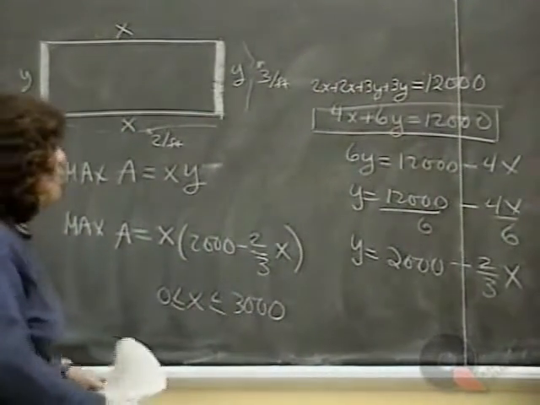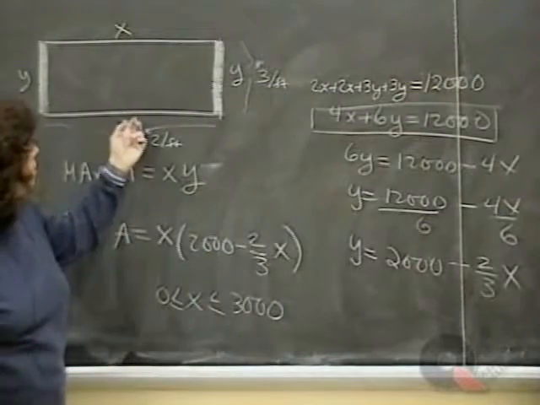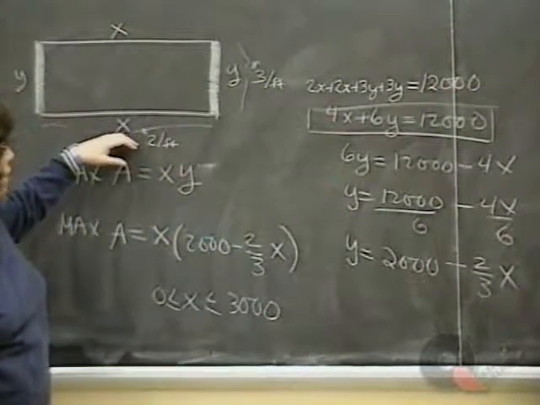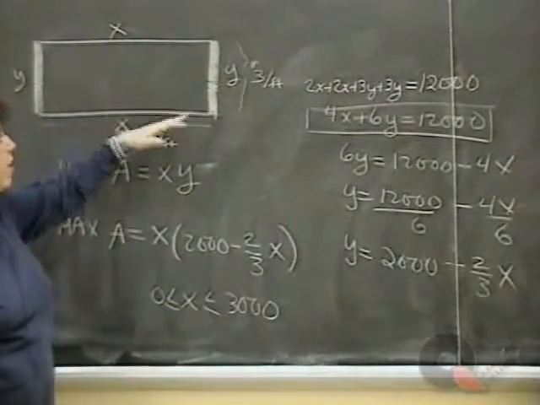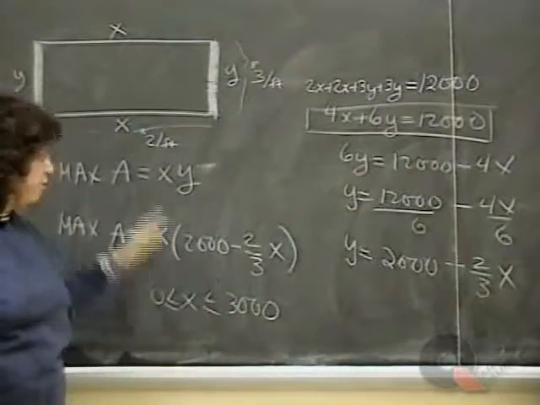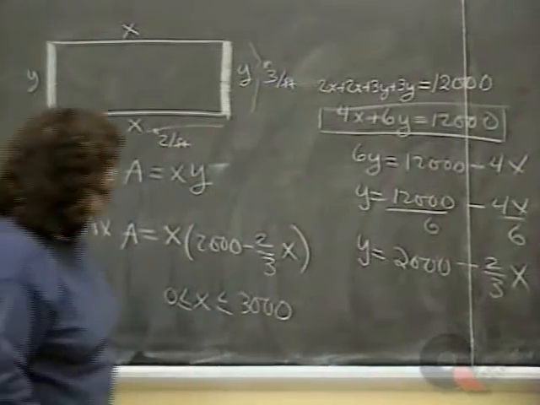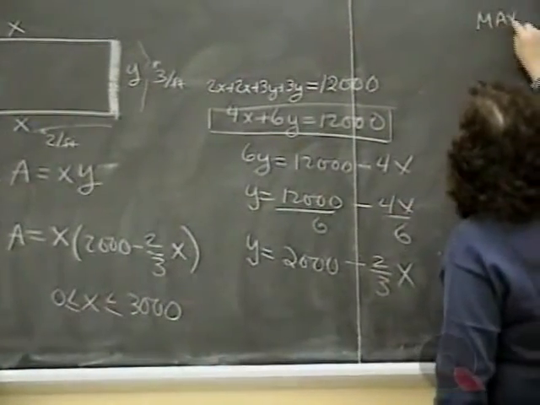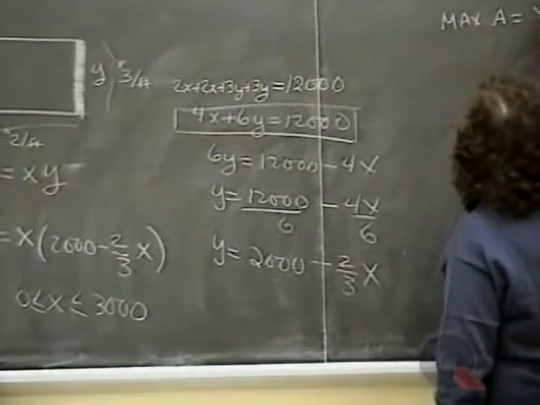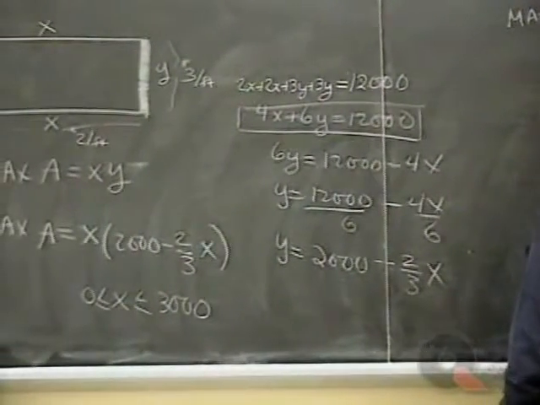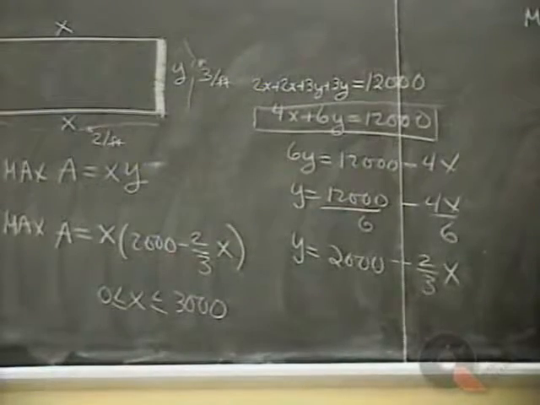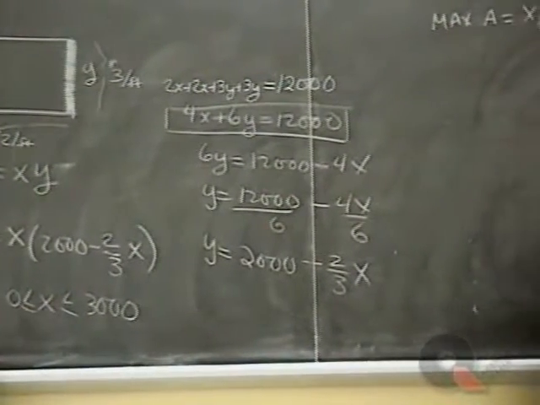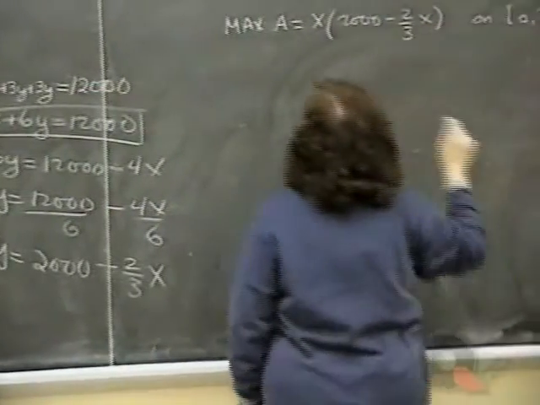And the other choice would be, of course, the open interval, where you say, I will not accept an x of 0, nor an x of 3,000, which would have used up everything on one side. I want to have something on the other side. So we'll do it with the closed and with the open interval. So let's go over here. What do we have? We have maximize a equal to x times 2,000 minus 2/3 x on the interval from 0 to 3,000.